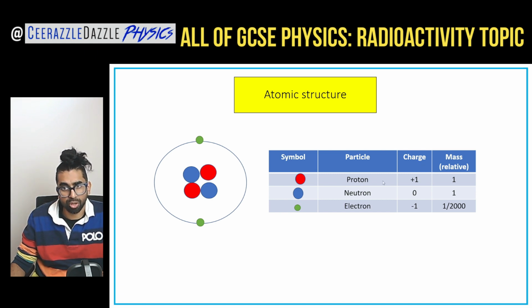Think of P for proton, meaning positive, with a relative mass of 1 as well. Neutron has a charge of 0, it's neutrally charged. Think of neutral over here. Relative mass of 1. The electron over here, it's orbiting the nucleus and it has a charge of -1. Its relative mass compared to the other ones is going to be 1 over 2000.